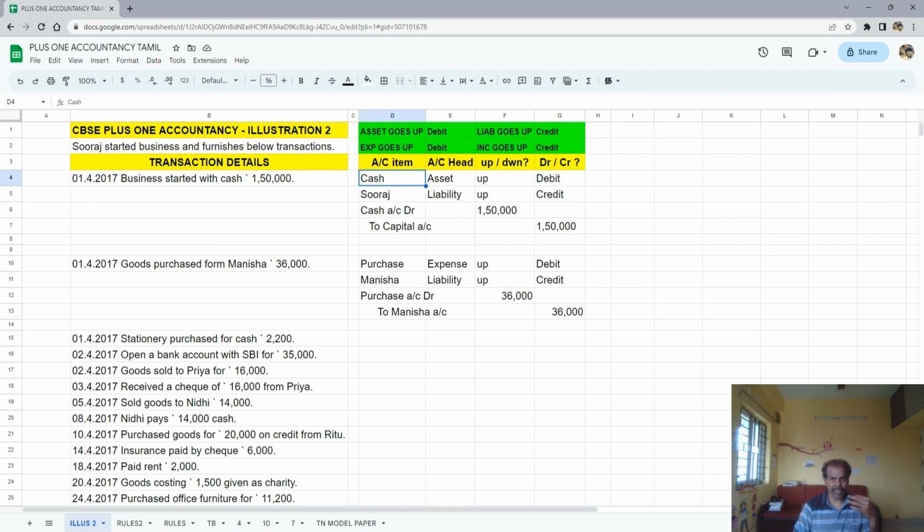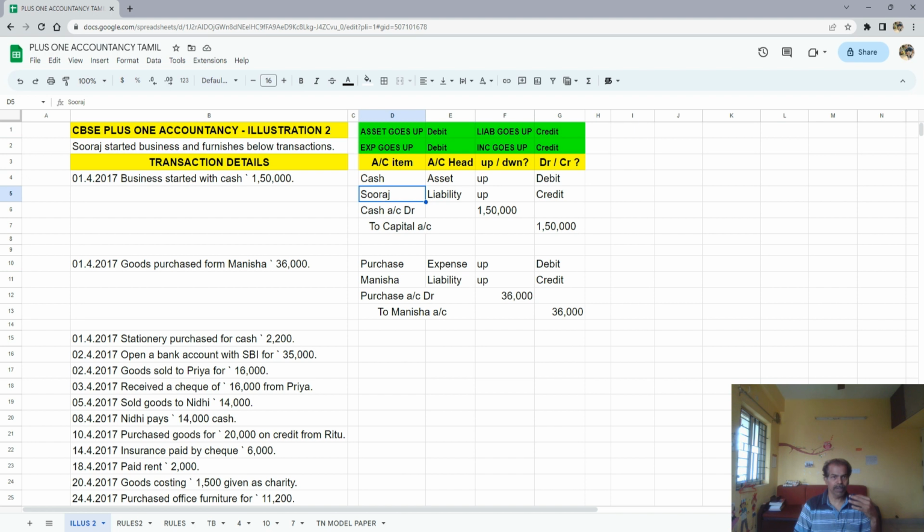Business started with cash. So cash is coming in. That means cash is going up. So cash is an account. It comes under account head asset. It's going up. So we have to debit, because asset goes up, you have to debit.